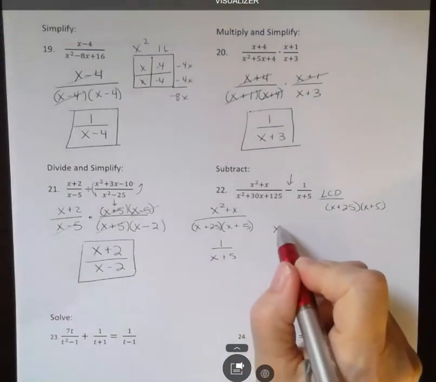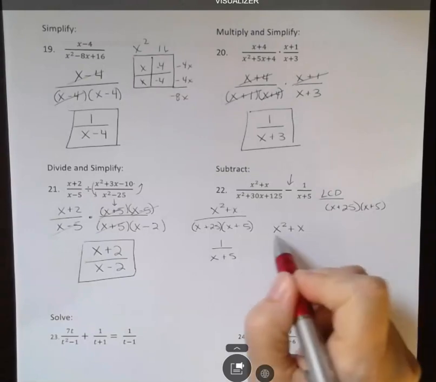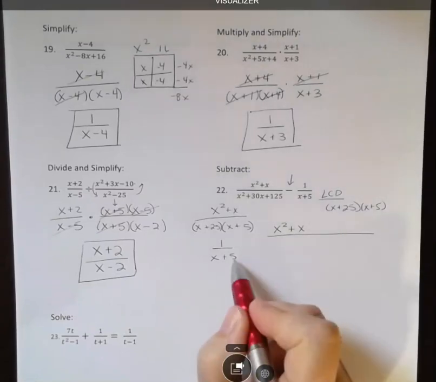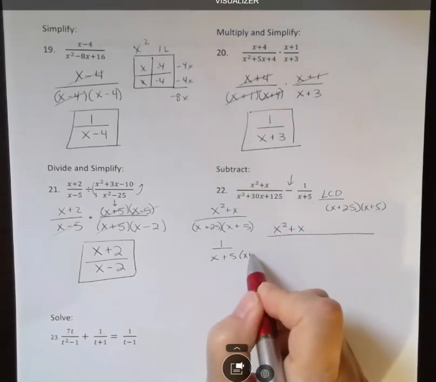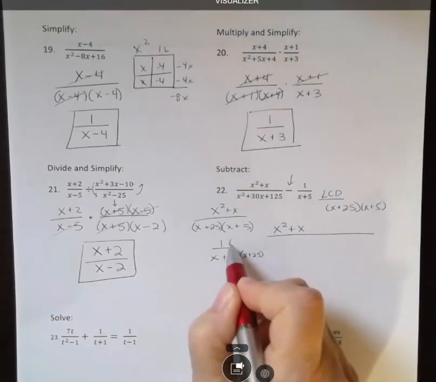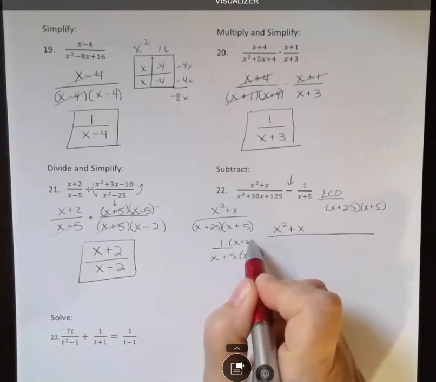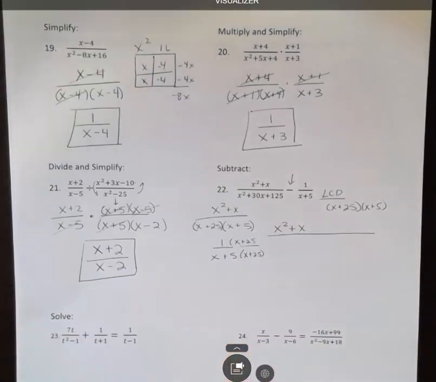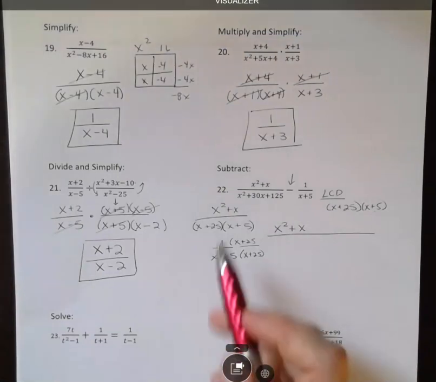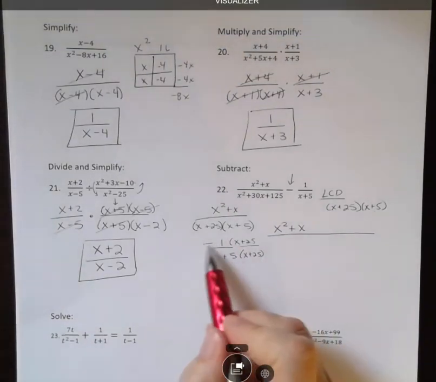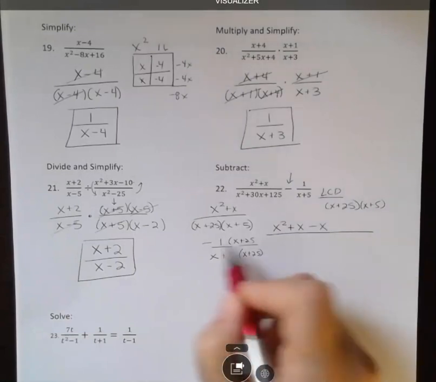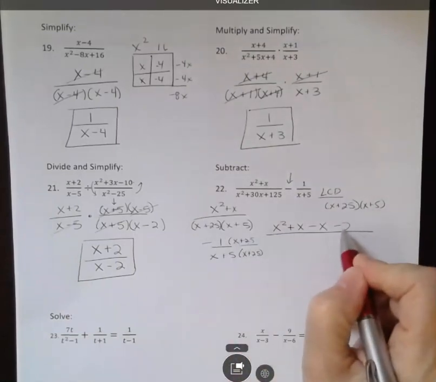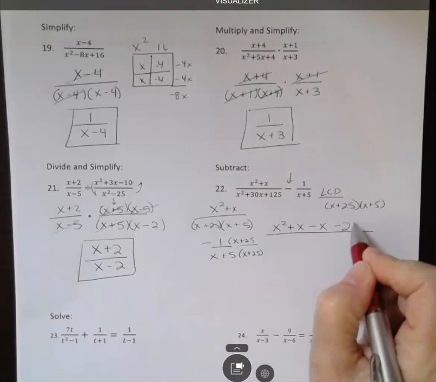It's still going to be x squared plus x. But the second term is missing something. It has the x plus 5, but it's missing the x plus 25. So we would have x plus 25 that we would multiply the top and the bottom by. And so when I have a minus out front, I want to think about this one as a minus 1. So that gives me minus x and minus 25. I always want to remember to distribute that through there.